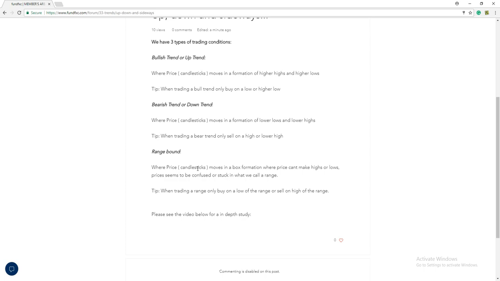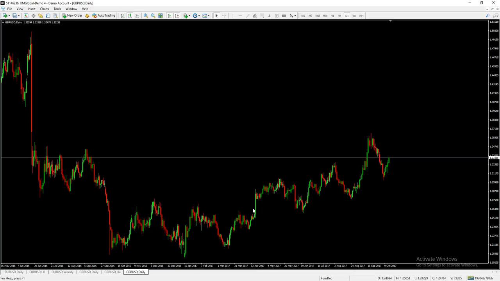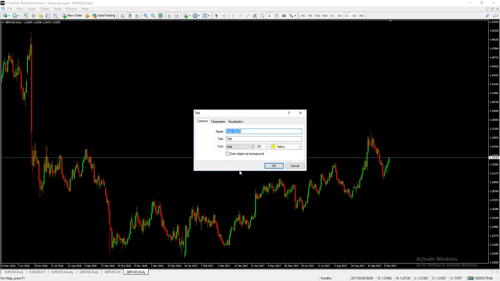So for this, let's go to a more detailed example on a chart so you can actually see what we mean. The first example is the uptrend. This is the GBP USD on the daily, and we're going to enter in our points. This is an uptrend, so this at the bottom would be considered a low.